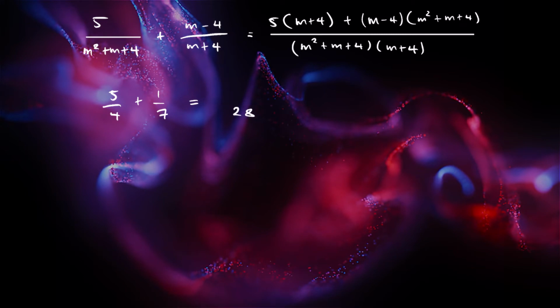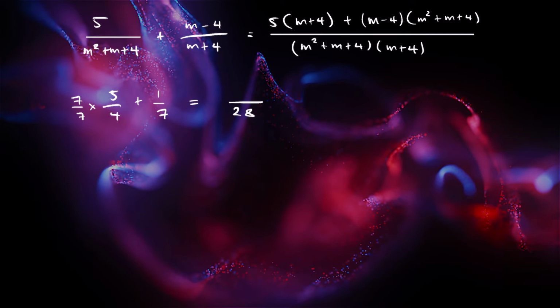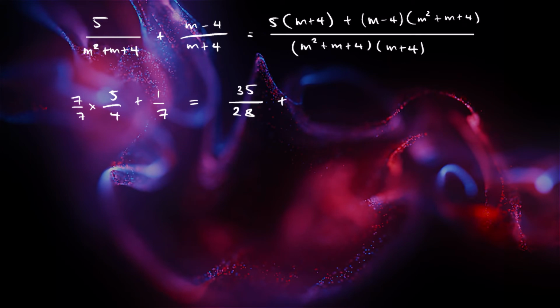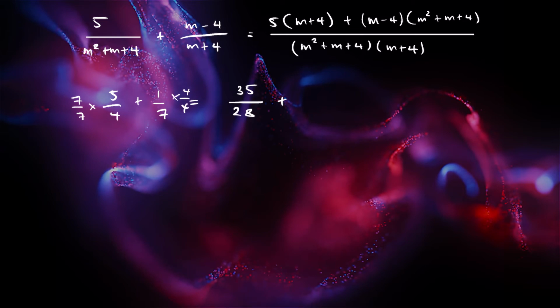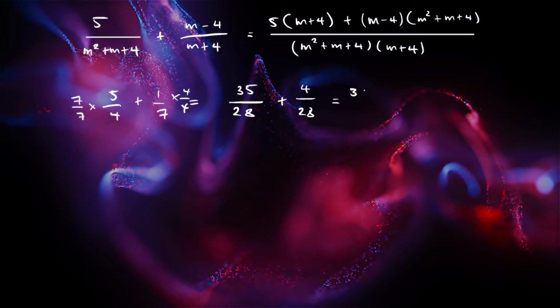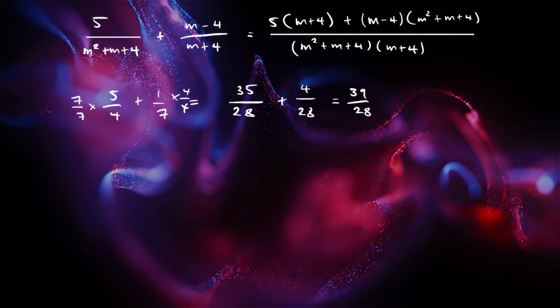For the first fraction, we then multiply it by 7 on the top. So I'm multiplying by 7 over 7. 7 over 7 is still 1, right? So 7 times 4 is 28, and 7 times 5 is 35. And that gets added with 1 over 7 multiplied by 4 over 4. Now 4 over 4 is still 1, so we're still keeping it constant, but this time we get 4 over 28. And that gives me 39 over 28, right? So that's a quick rundown of adding fractions if you've forgotten. And we're doing the exact same thing here.